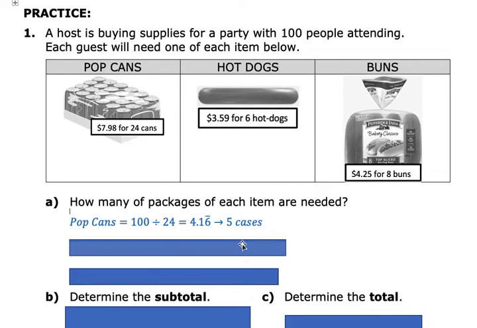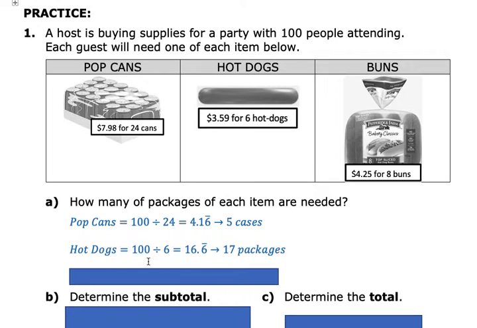For hot dogs, we do 100, the total number of people attending, divided by 6 to find out how many packages of hot dogs we need. And that is 16.6 repeated, which is approximately, or rounded up to 17 packages.